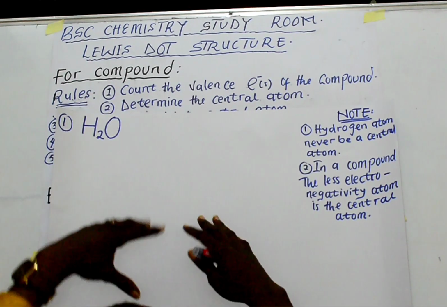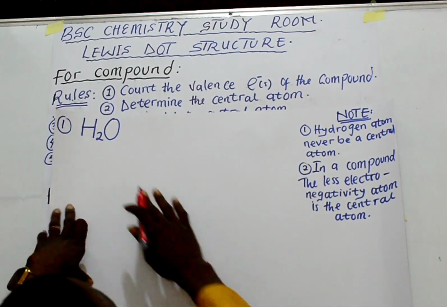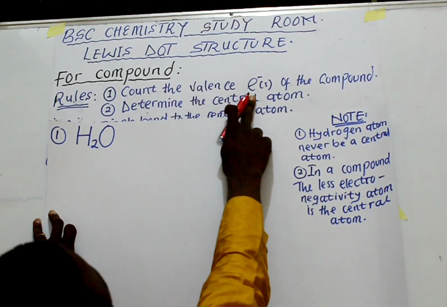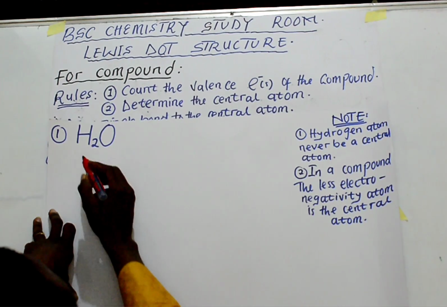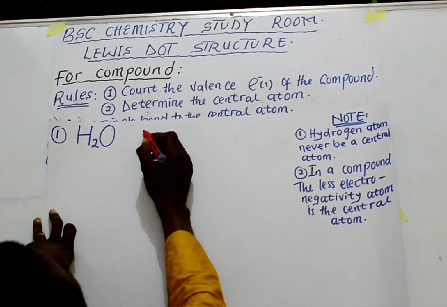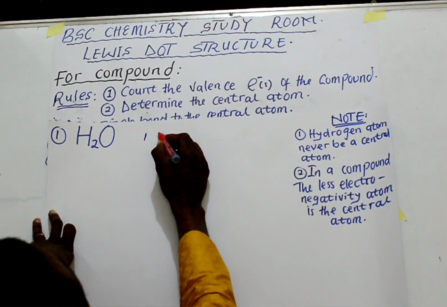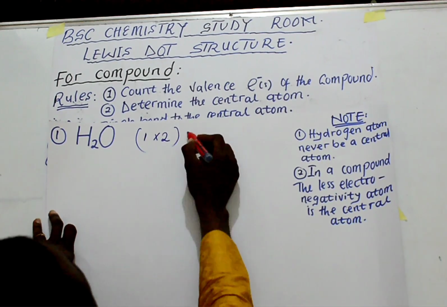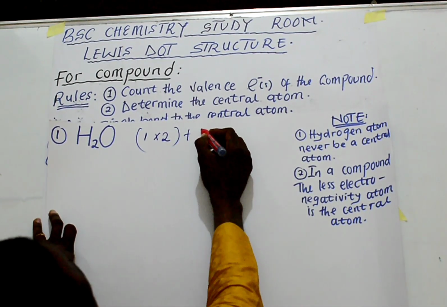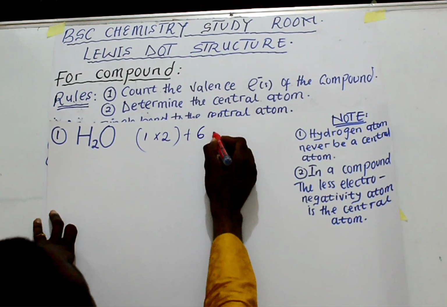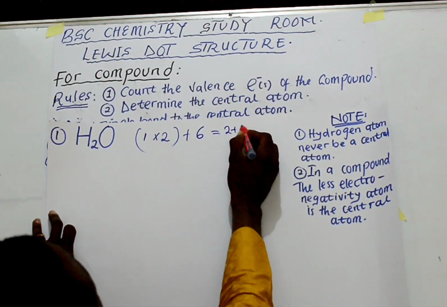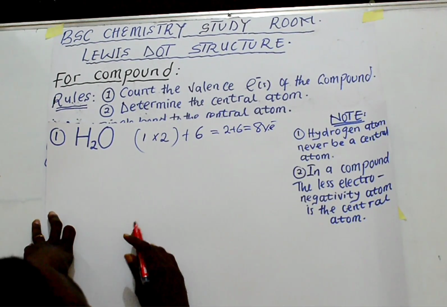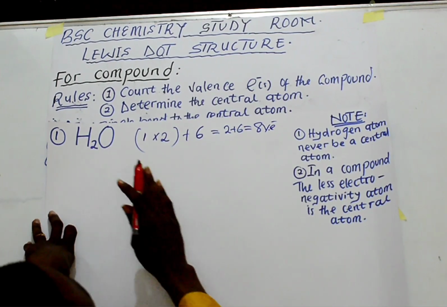So now let's try going for number 1 and draw the Lewis dot structure for H2O by following these rules. Number 1 says count the valence electrons of the compound. We are to count all the valence electrons of this H2O. The valence of hydrogen is 1 times 2, the subscript. Then the valence electrons for oxygen, plus 6. Then 1 times 2 gives 2 plus 6, which gives 8 valence electrons. These 8 valence electrons are the valence electrons for H2O.